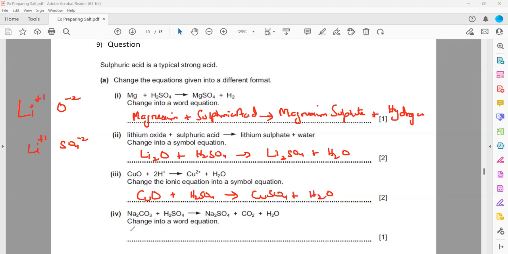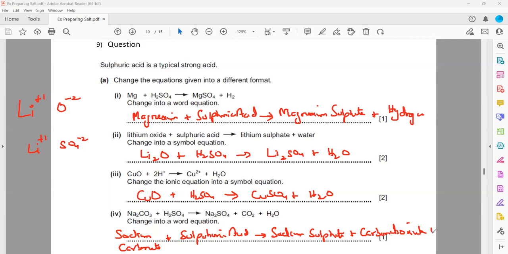Then change into a word equation: sodium carbonate plus sulfuric acid gives sodium sulfate. So as a result, it will produce sodium sulfate plus carbon dioxide plus water as one of the products.